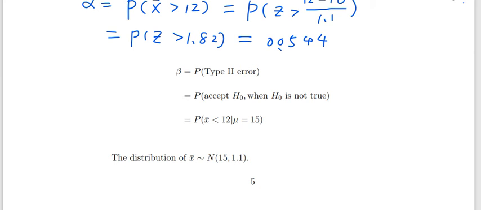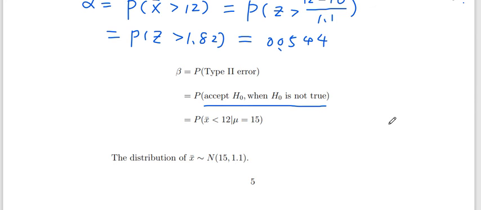So how about the beta? Beta is type 2 error. Type 2 error is we accept their claim when their claim is wrong. So here we accept H0 when H0 is not true. Okay, so accept H0 when H0 is not true.